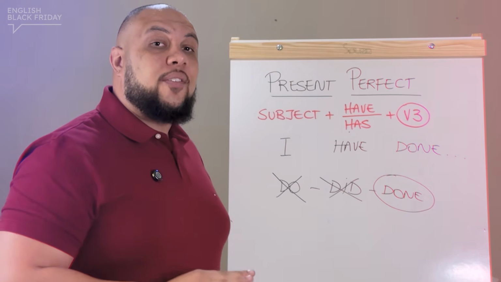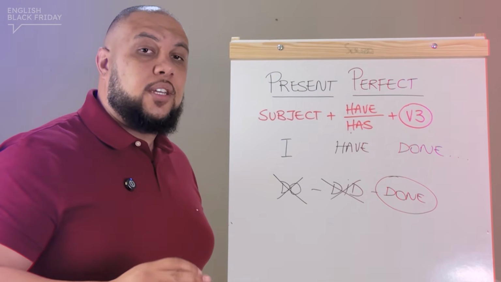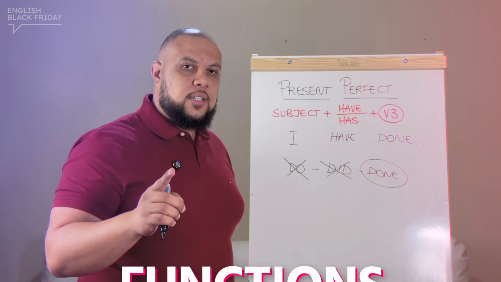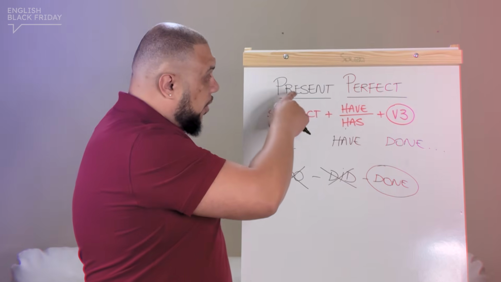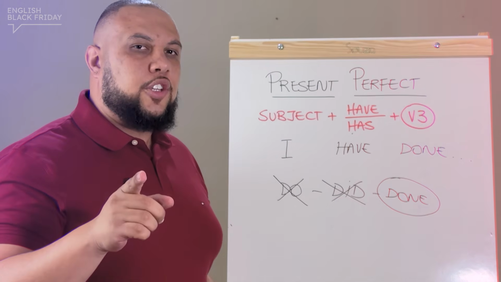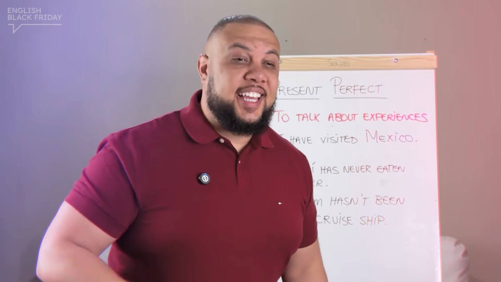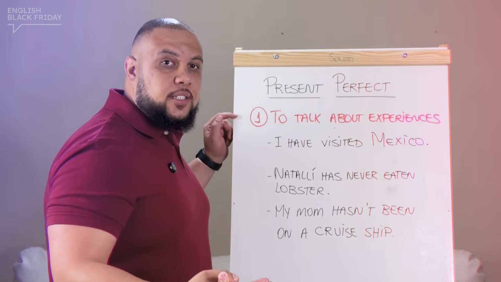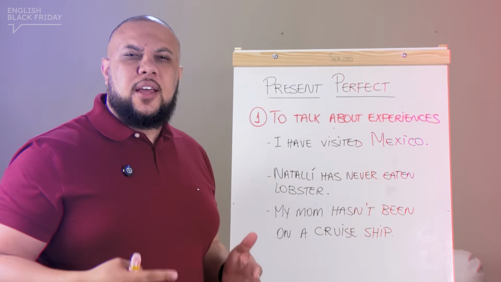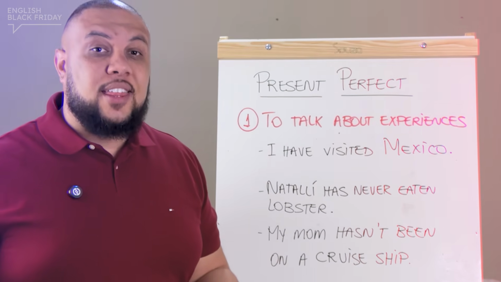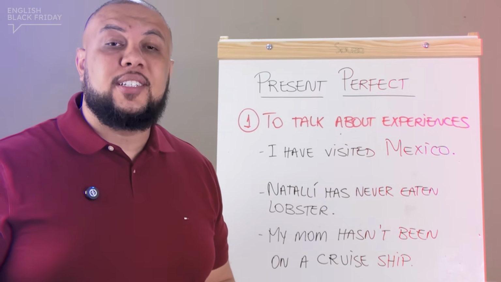But now we have to go for the most important thing when you're learning verb tenses, the functions. And for the present perfect, there are 5 different functions. Are you ready? Let's go. All right, so the function number 1 is to talk about experiences: things that you have done, things that you haven't done, things that you have never done.